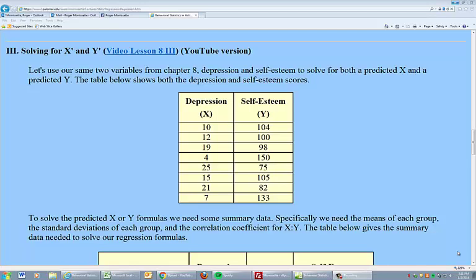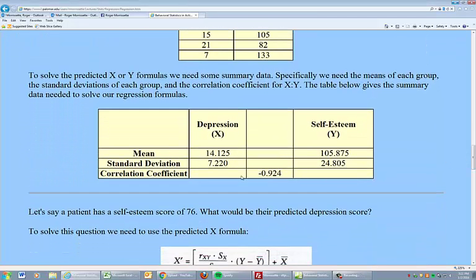So let's solve for one of these, each of them actually. In the correlation exercise, you were given data like this, the depression and self-esteem data. For this exercise, you'll be given these values: the means of each, the standard deviations of each, and the correlation that makes them have relationships. This is the same thing we studied in the previous lesson.